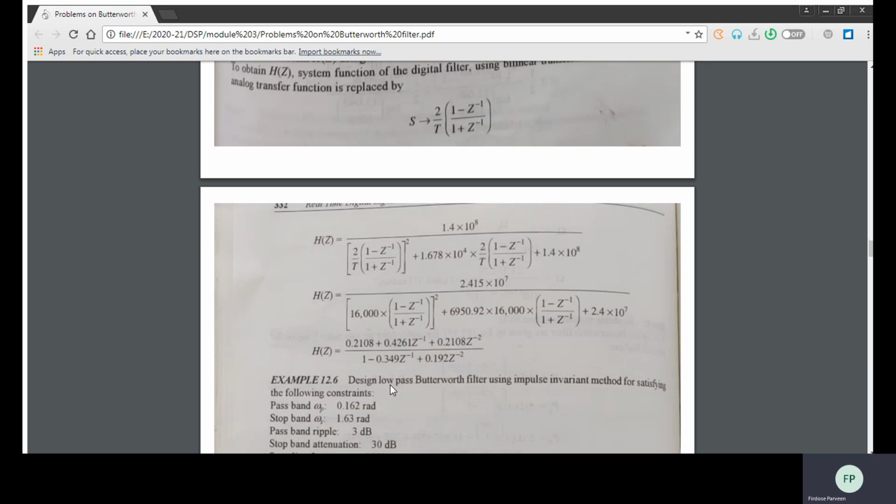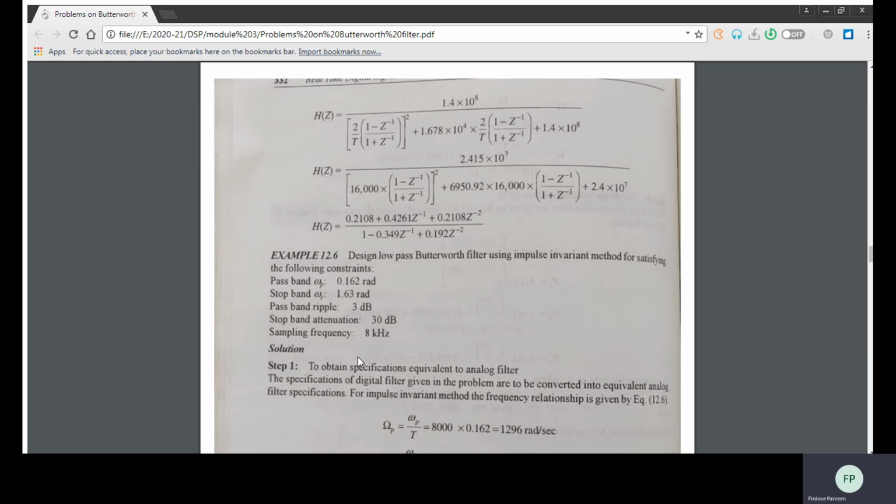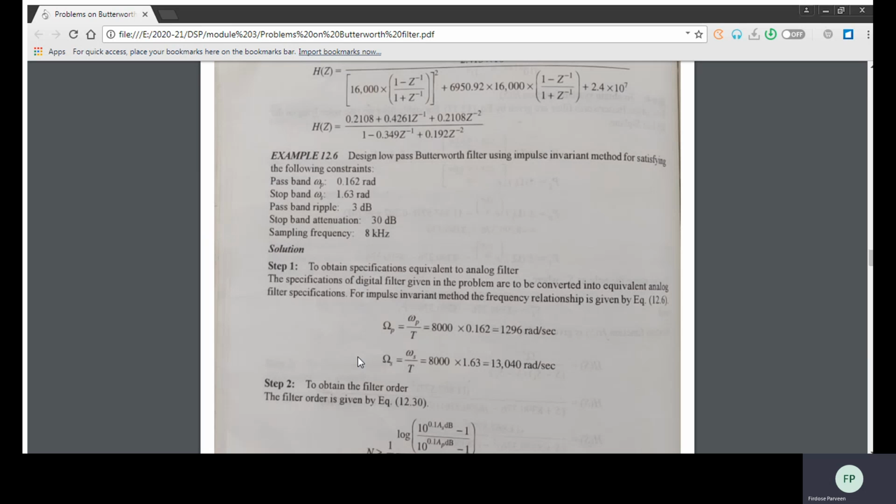So next problem. Design a low-pass Butterworth filter using impulse invariant method for satisfying the following constraints. So omega p, omega s, pass band ripple, stop band attenuation, sampling frequency they have given. Okay, and they have told it is impulse invariant method. As I've already told, for impulse invariant method, the frequency relationship is omega p is equal to wp by T, omega s is equal to ws by T. So these are the differences between the impulse invariant and bilinear transformation methods. There the formula was different. Here it is different. So substitute and you'll be getting.